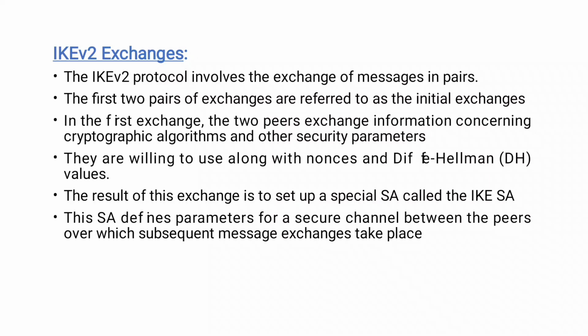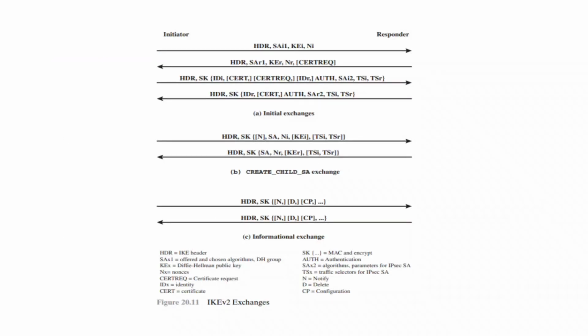Now IKEv2 exchanges: the protocol involves exchanging messages in pairs. The first two pairs are referred to as initial exchanges. The first exchange exchanges information on algorithms and other security parameters, along with the Diffie-Hellman values, and the result of this exchange is a special SA called the IKE SA. This SA defines the parameters to secure the channel between the peers over which subsequent message exchanges take place. Here we have an example diagram of IKEv2 exchanges.